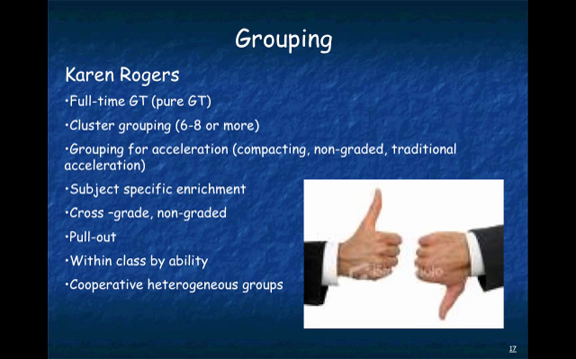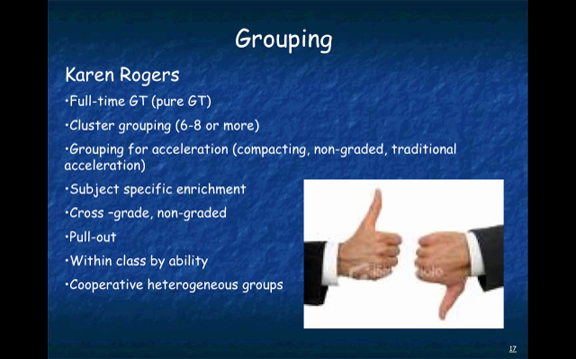Another form of grouping that we use here in CCISD in the elementary grade levels is the pull-out program. Students may spend maybe an hour and a half to 2 hours per week focusing on advanced learning and products. The problem with this is that students are not just gifted 1.5 to 2 hours a week. They're gifted all week long. So actually their differentiation needs to be done in their regular classroom all day long, not just for an hour and a half to 2 hours once a week.